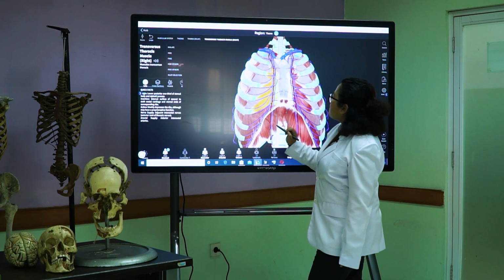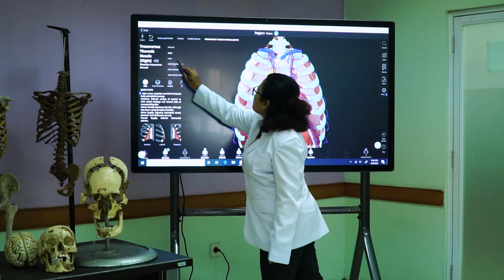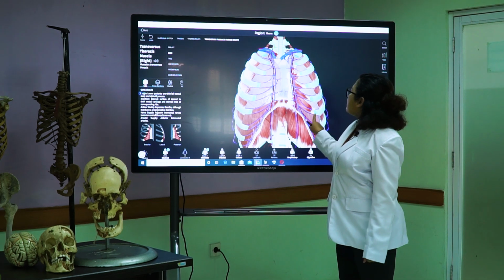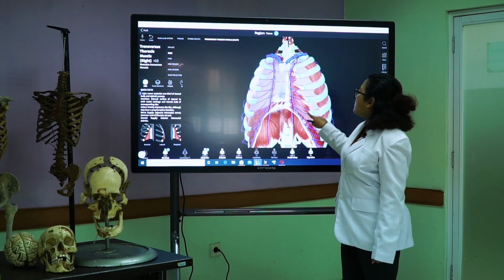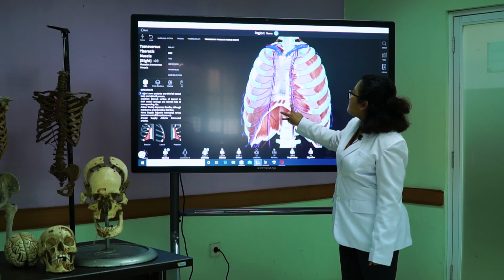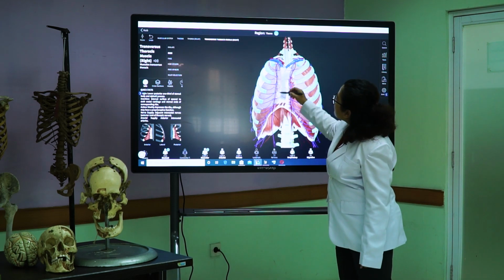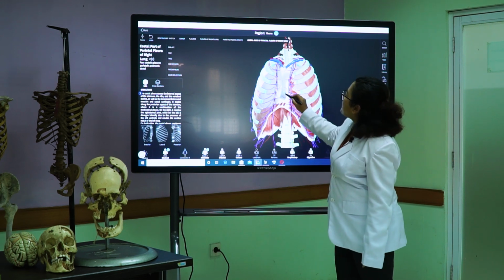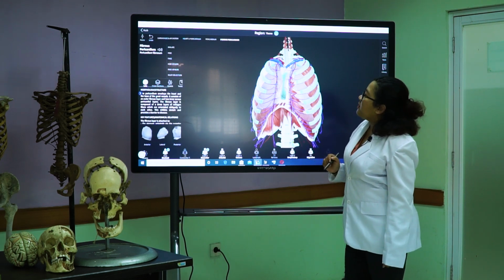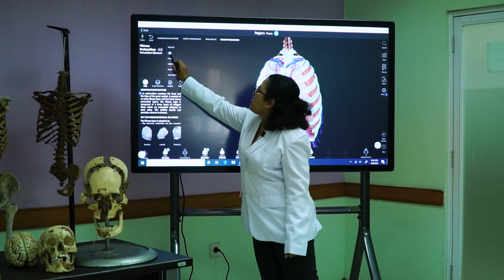Okay, these are the muscles. I will make them disappear. These are the ribs here, the white ones, or costae as we say in anatomy. And if you can see this, which I highlight, is the lung, and this one is the heart. Okay, the heart has the pericardium.